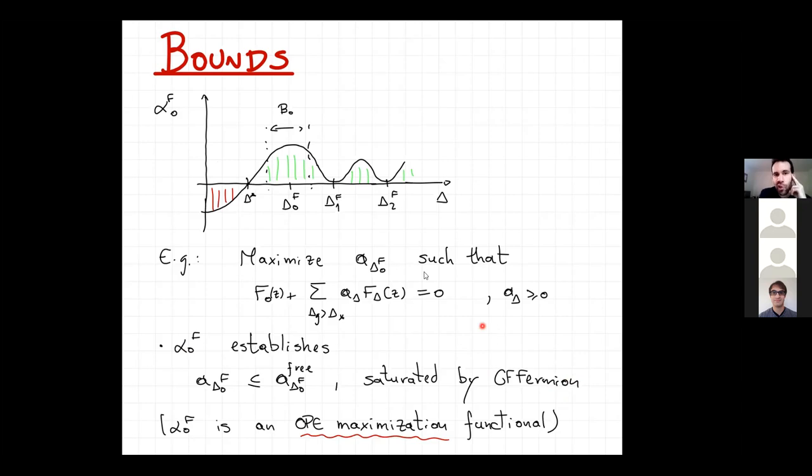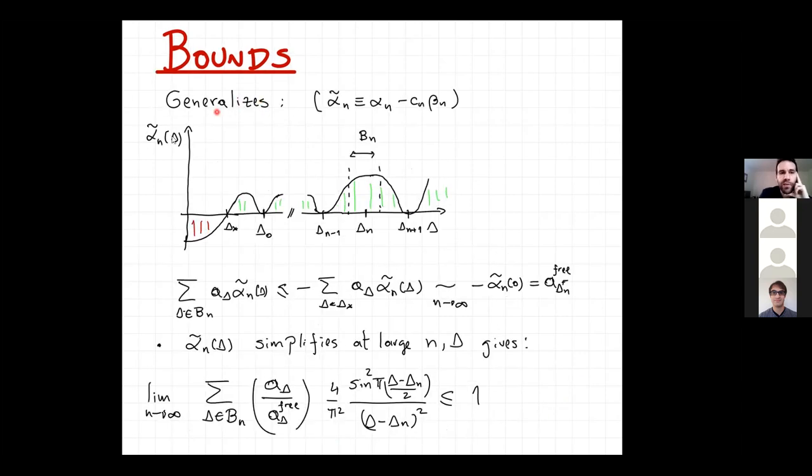So this also generalizes. Instead of considering alpha zero, now let's consider alpha n. It turns out that you need to do a small shift. You need to subtract some beta n, but okay, this is like a technicality. So if you work with this modified definition of alpha n, which I call alpha tilde, and you plot it, then basically it looks as before. There's a negative region here up to some delta star, and then it's positive everywhere with double zeros, except at delta n, where it's equal to 1. So again, we can define a bin.